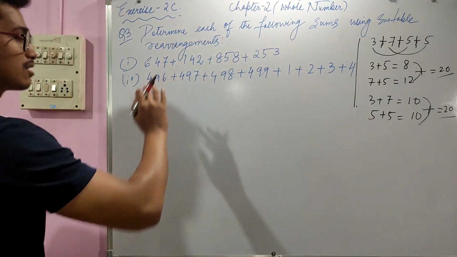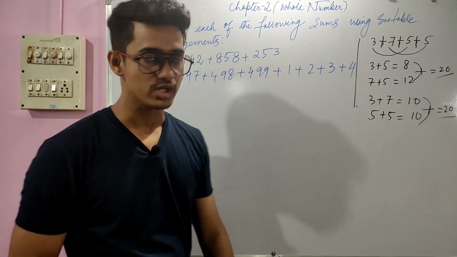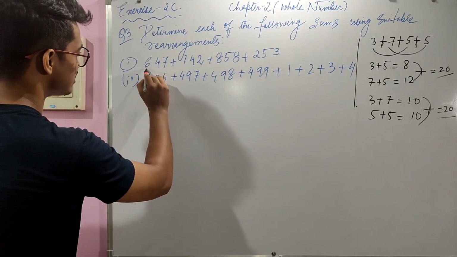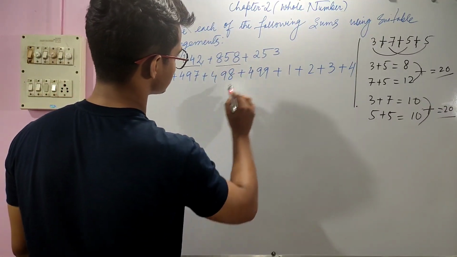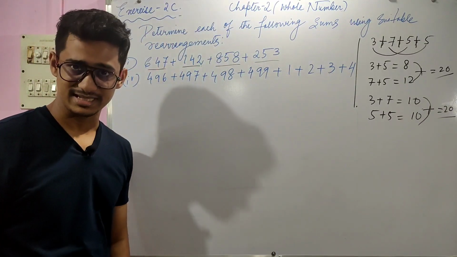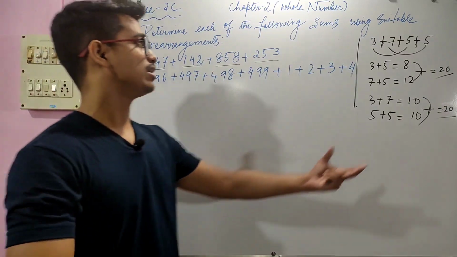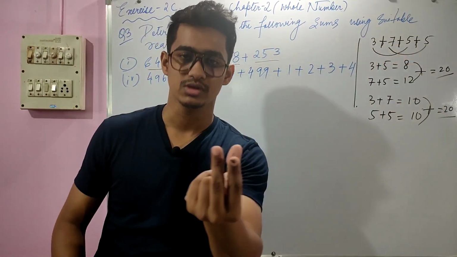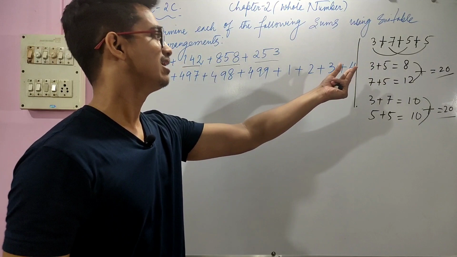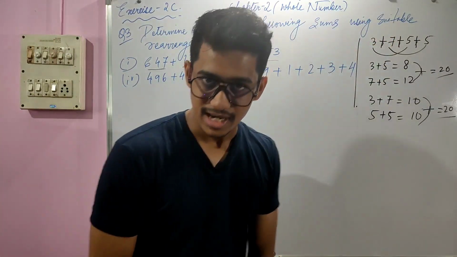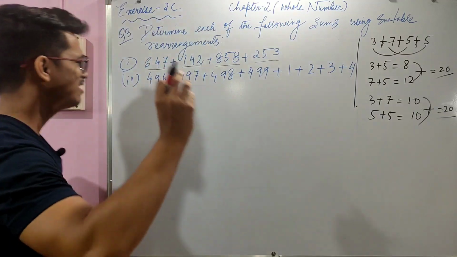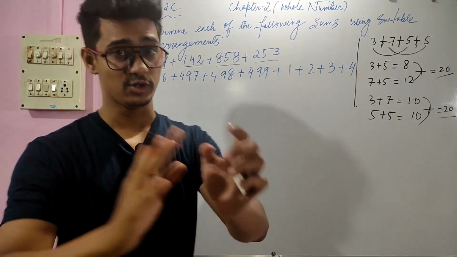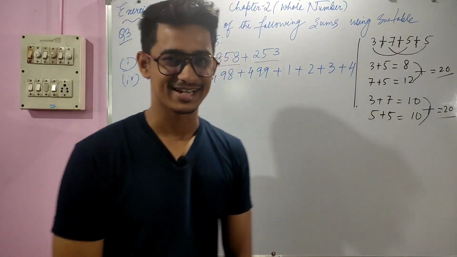So let's come back to our actual question. Here 647 is there, 142 is there, 858 is there, and 253 is there. Now how will I find out? Because in the earlier example the numbers are small, it is easily recognizable, right? But in this case the numbers are 3-digit numbers. Some of you might know this question, I know that.